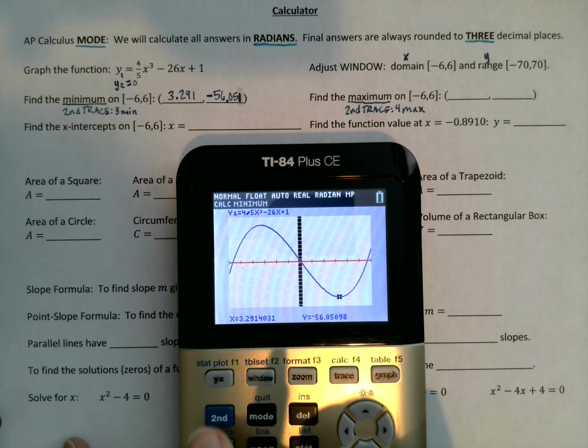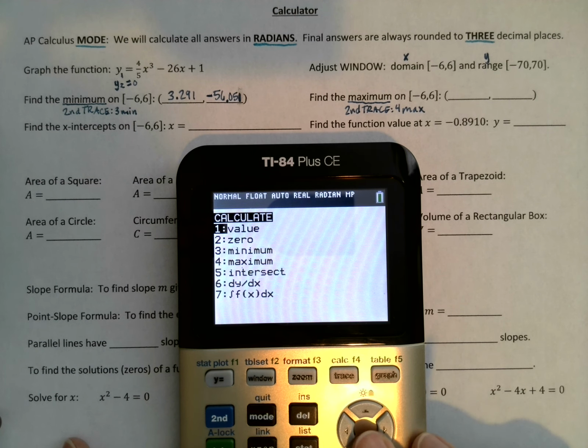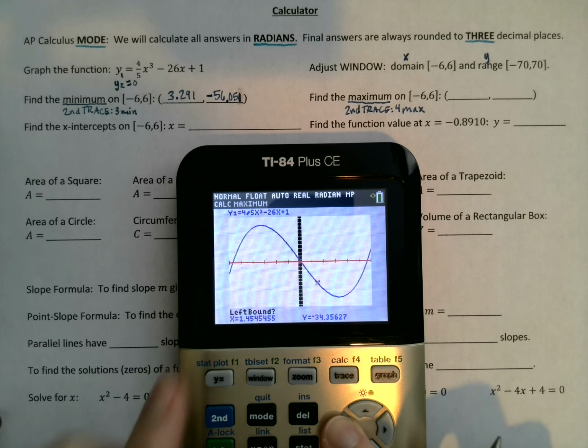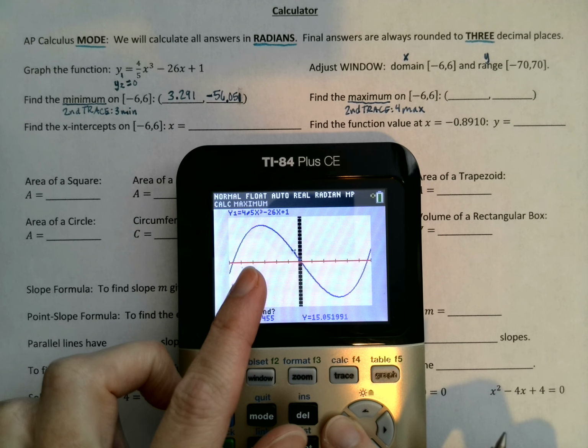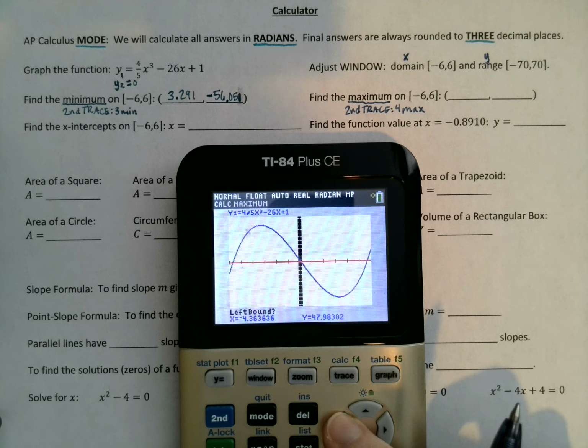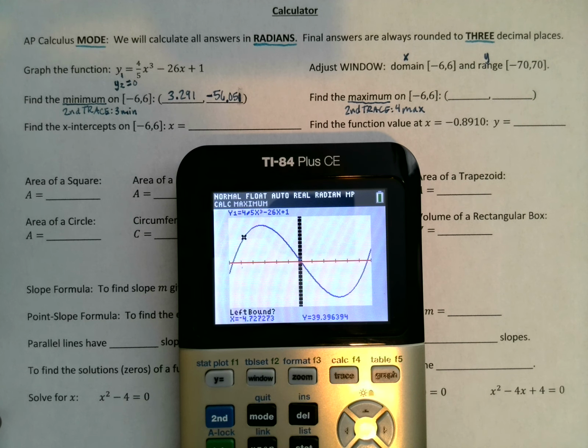And you might guess that finding the maximum is a pretty similar process. So this time we're going to go back to second trace, or the calculate menu. This time we're going to choose number 4 for maximum. And I noticed that the maximum is towards the left of my window, or in the second quadrant. So I'm going to move my blinkers away as fast as I can over there. And again, it's asking me for a left bound. So as long as I'm on the left side of the maximum, I'm good to go.